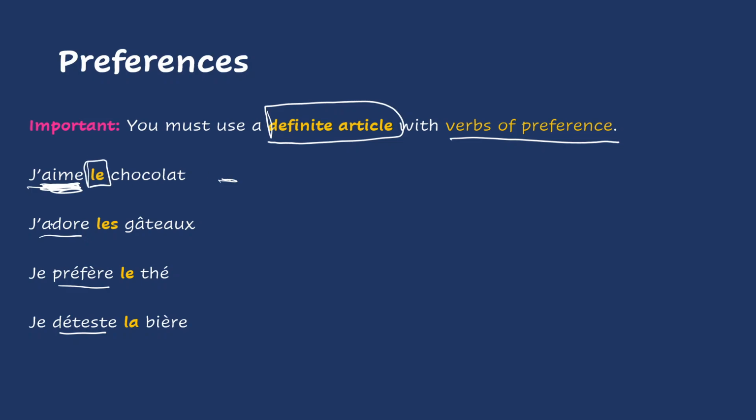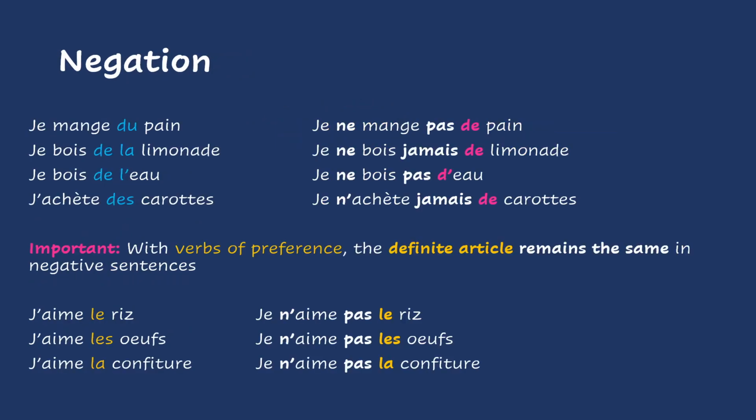J'aime le chocolat. J'adore les gâteaux. I love cakes. Je préfère le thé. I prefer tea. Je déteste la bière. I hate beer. So when you use negation, negative sentences, look here, there will be a little change.